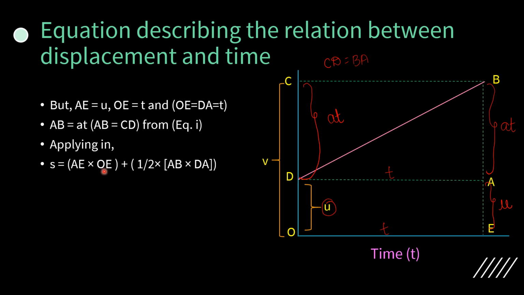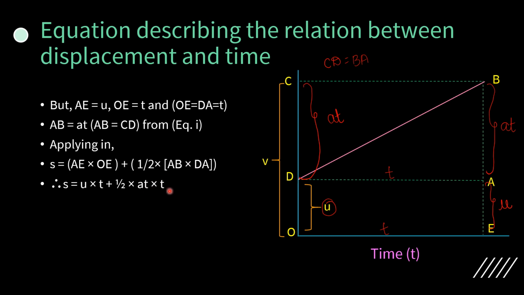So applying in the equation, that is, applying in calculating the area, we will get S, that is displacement, equal to AE. AE is nothing but U here, multiplied by OE. OE is T, and half into AB. AB is nothing but A, so we are substituting the value A, and AD. And AD is nothing but T.